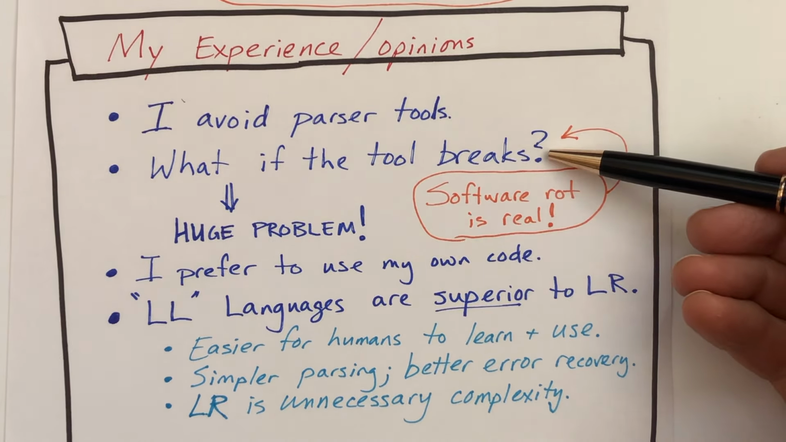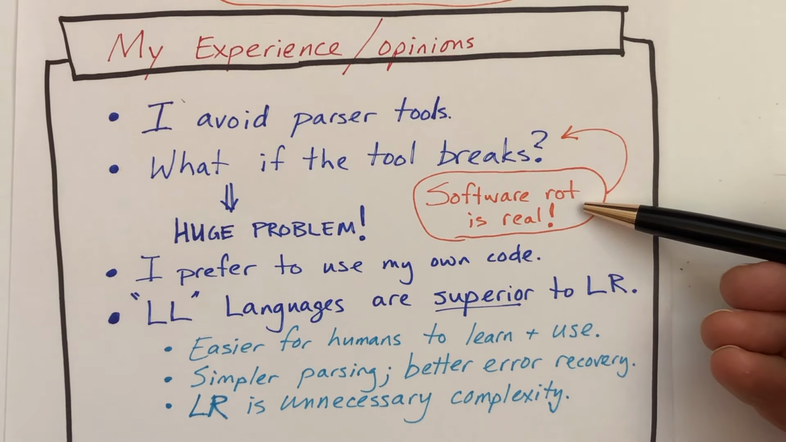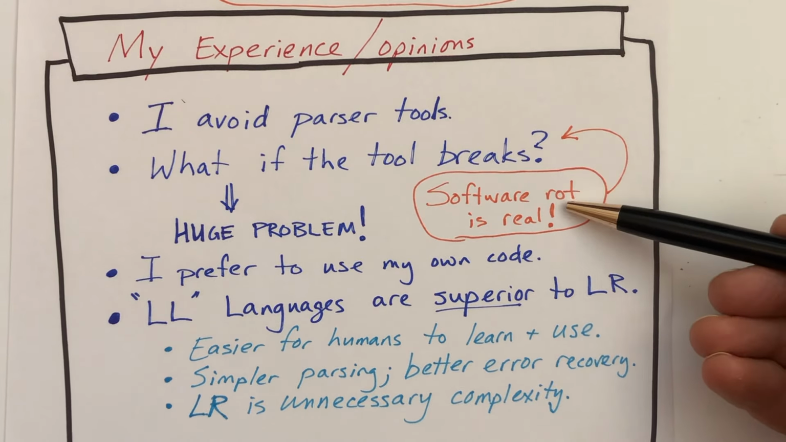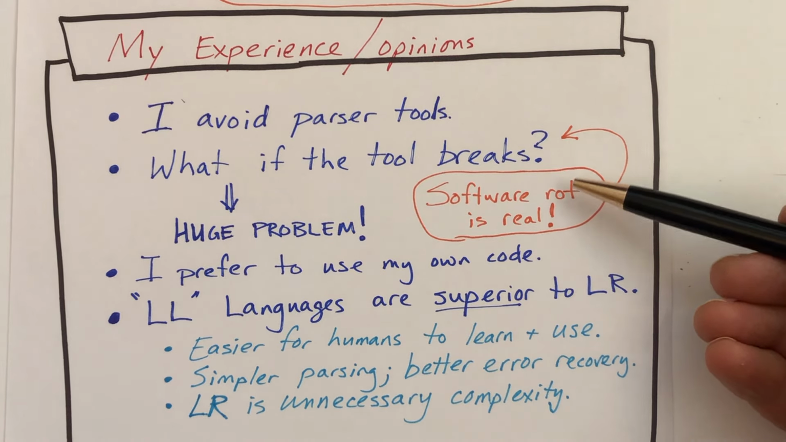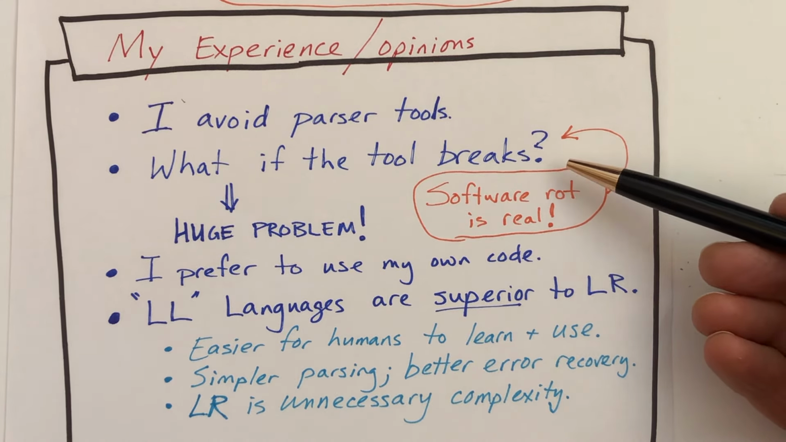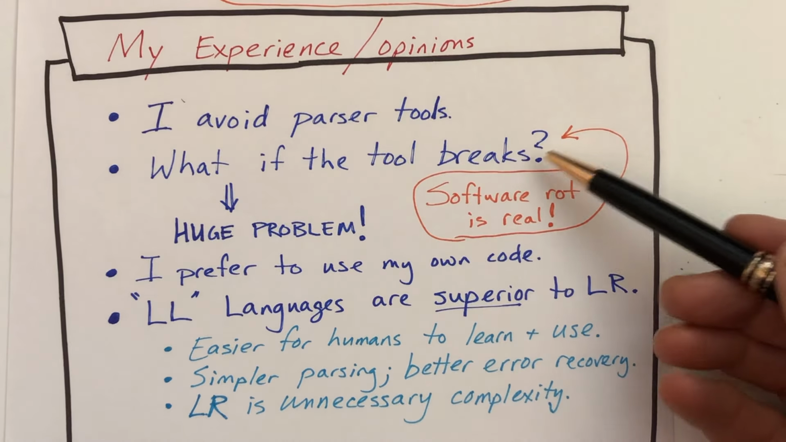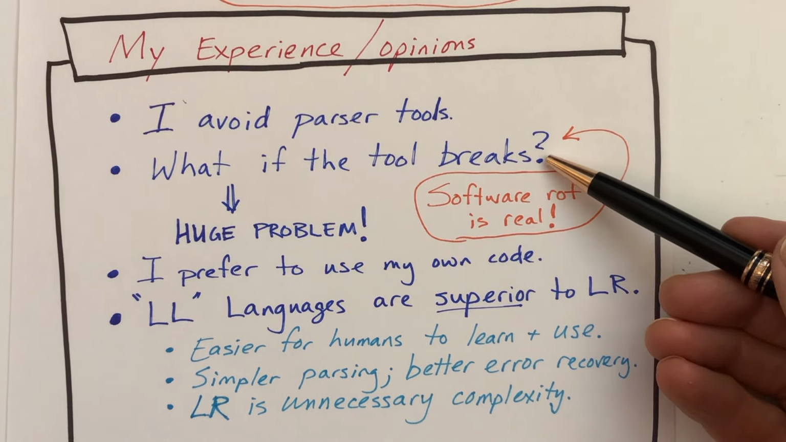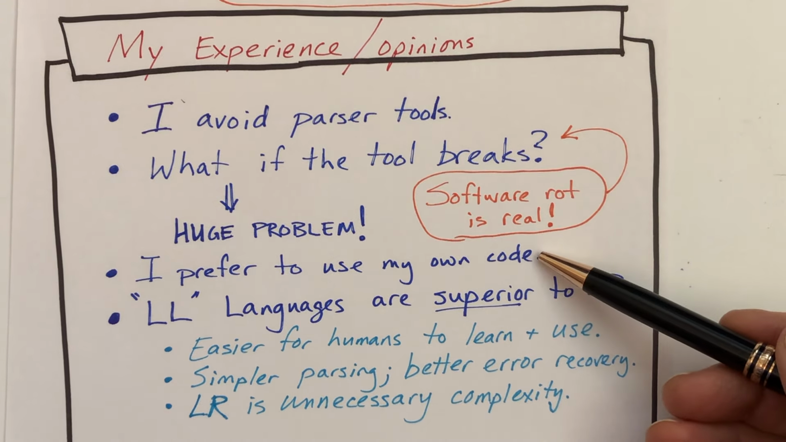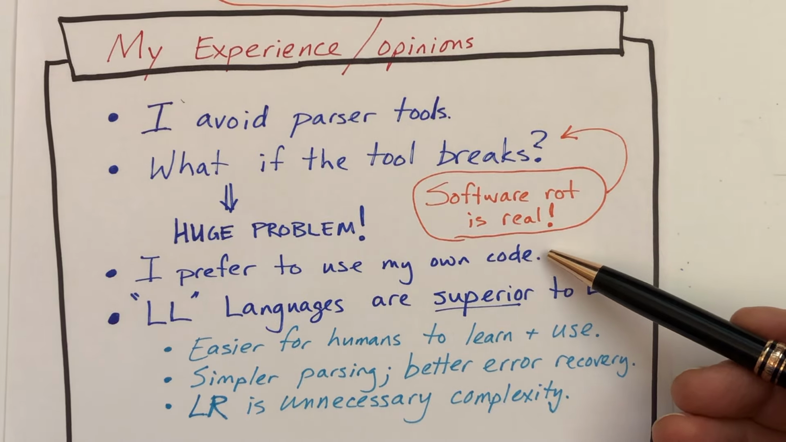The tool can break. Software rot is real. Things that used to work suddenly stop working because of upgrades and other software that they depend on, and it's complex. It's a huge problem because what if the tool breaks? Then what are you supposed to do? You can't necessarily fix the tool. I generally prefer to use my own code. I like to program. What can I say?